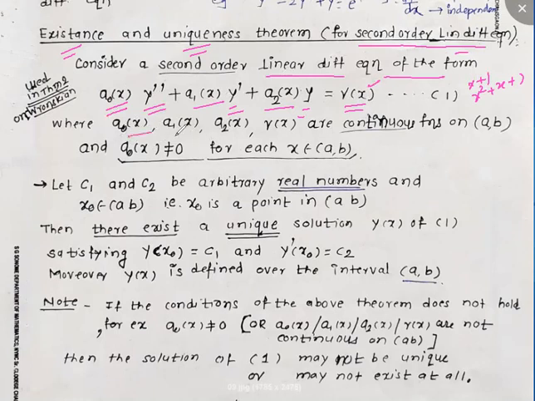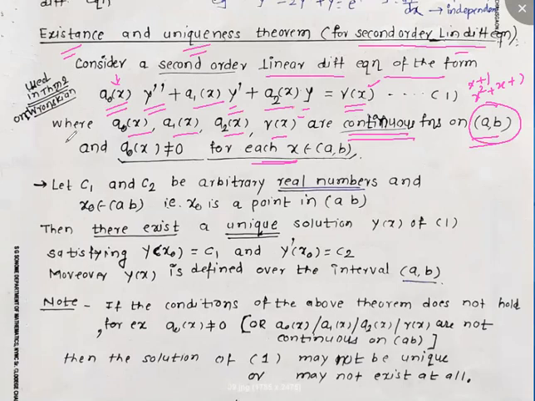So a0(x), a1(x), a2(x), R(x) are continuous functions, all of them defined on the open interval a to b, and a0(x) is non-zero. What is a0(x)? Coefficient of largest derivative is non-zero. If it is zero, this term will become zero and it is not a second order differential equation. So this is non-zero for each x in open interval a comma b.